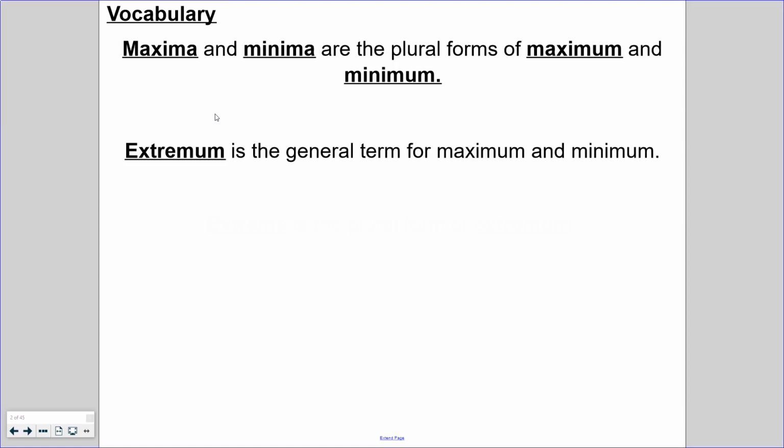Nice and simple. And then finally, we have the plural version of extremum, which is extrema. So extrema just represents the maxima and the minima of a particular function. So again, most of these are words we know. We're just adding different versions of them being the plural forms.